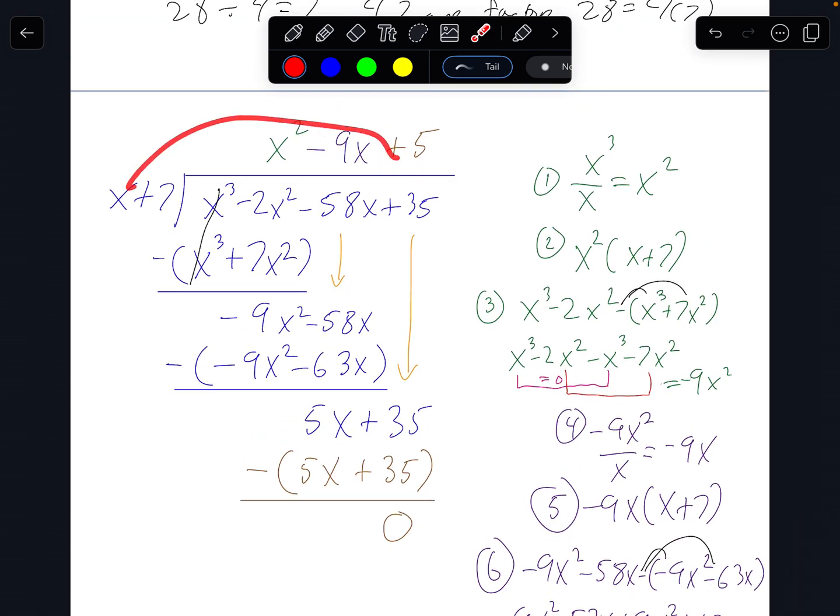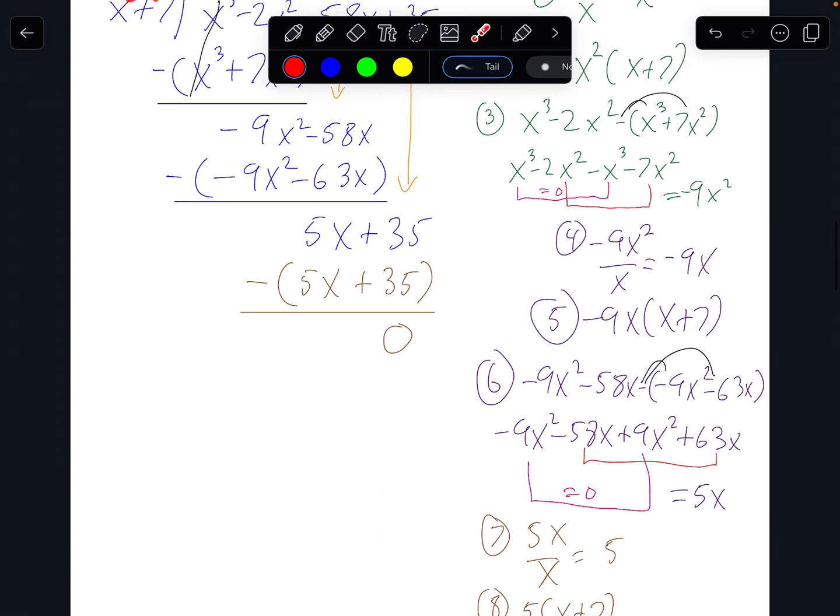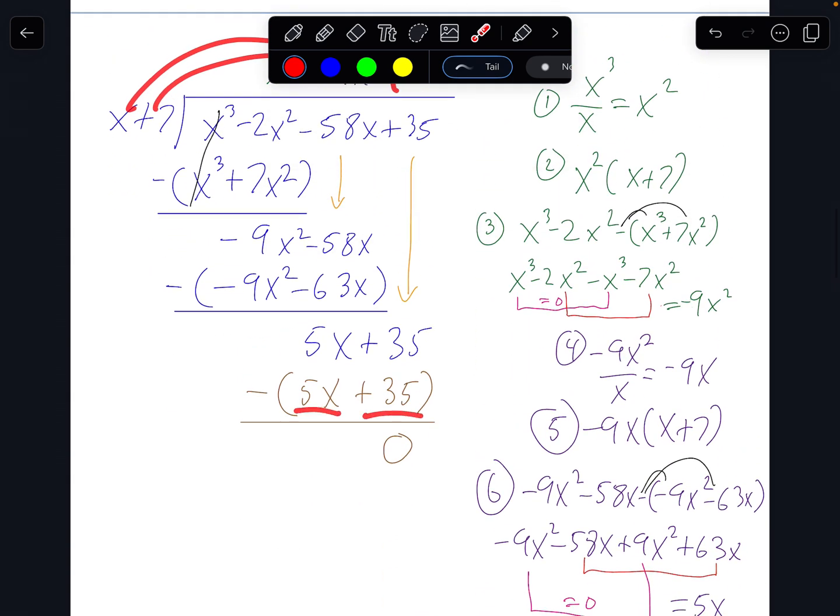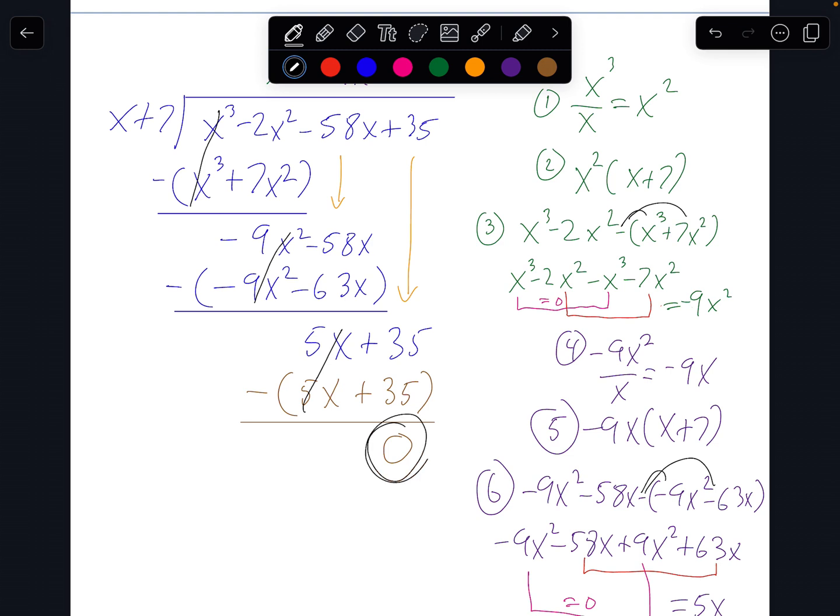We do that distribution, 5 times x plus 7 is equal to 5x plus 35. We subtract 5x minus 5x, and then 35 minus 35, and that answer is 0. That's the remainder. We already knew the remainder was supposed to be 0 because, again, we were told and we figured out that x plus 7 is a factor. So here's what that means.